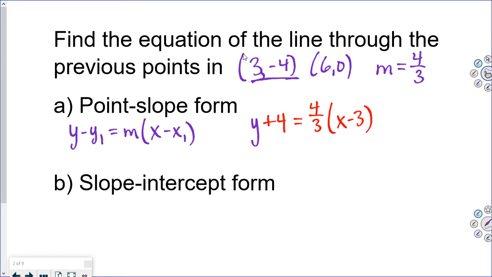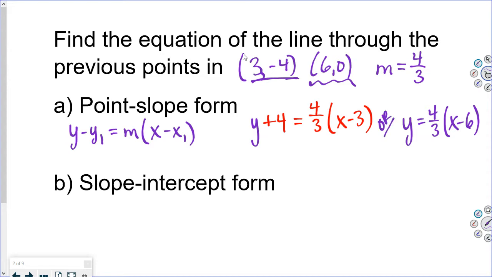If we had used this point instead, it would just be y. Since it's minus 0, it doesn't matter. We don't need the 0. And then 4/3, and then the quantity x minus -6 if we use that equation. Either one is acceptable. You don't need both answers.